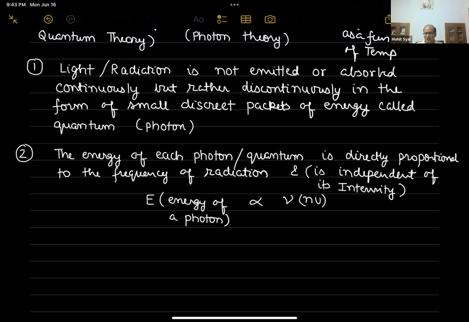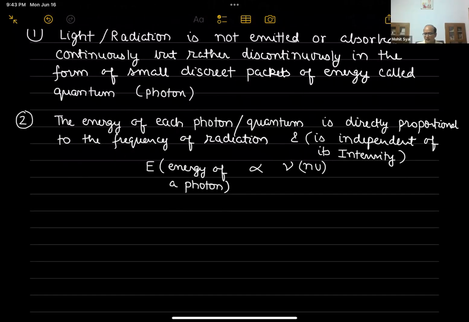So the energy of the particle is directly proportional to the frequency. Because the energy of a photon is directly proportional to the frequency, and because I need to remove this proportionality sign, I need to put an equals sign. So I need to put some constant. Is it clear? And that constant is h. So this is the energy of a single photon.